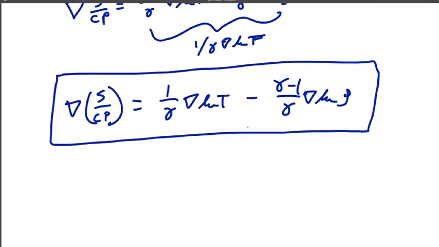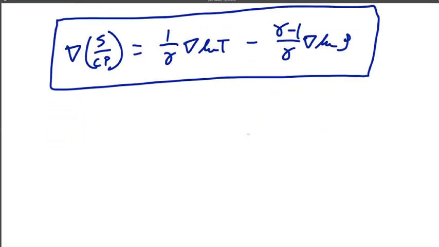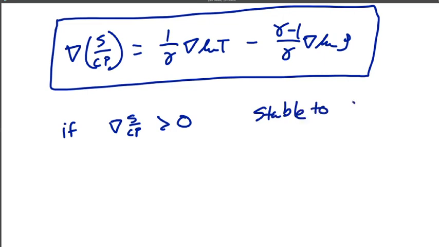All right. So when do we get convection? We get convection if the entropy gradient is negative, and we get a lack of convection if the entropy gradient is positive. So if grad S over C_p is greater than 0, then we're stable to convection.